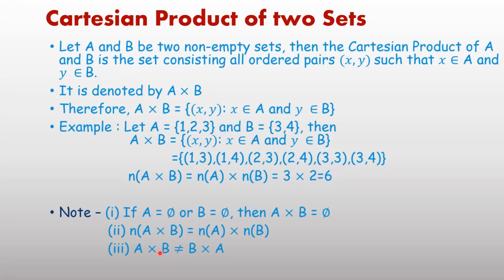Also remember A cross B is not equal to B cross A, because A cross B represents ordered pairs (x, y), x belongs to A and y belongs to B. But B cross A means the collection of all ordered pairs in which the first components belong to B and the second component belongs to set A. Therefore we can say A cross B is not equal to B cross A.